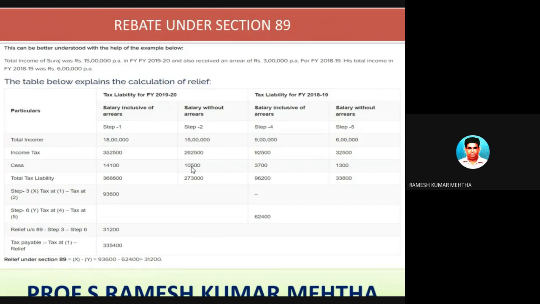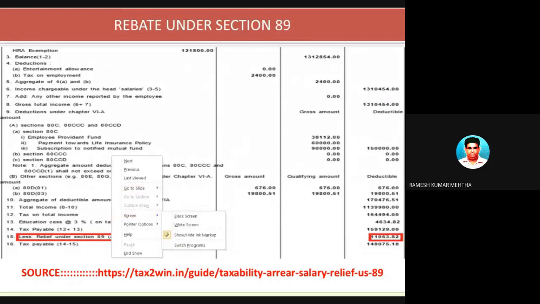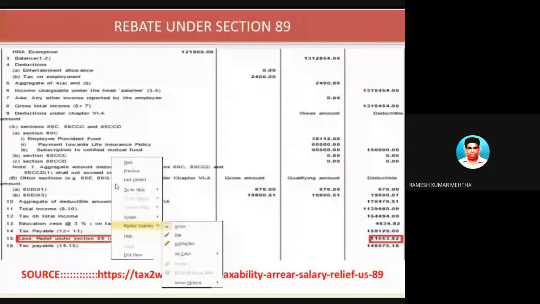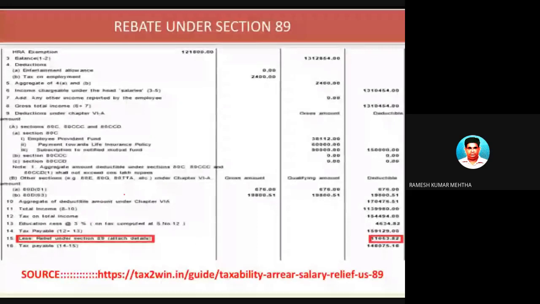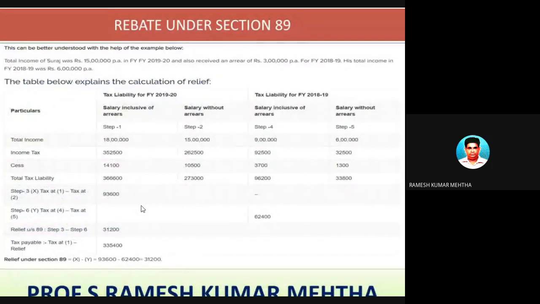The details of the website are here. This is the website from where this particular information has been extracted. So with this numerical example, we will understand how to calculate the amount of rebate under section 89.